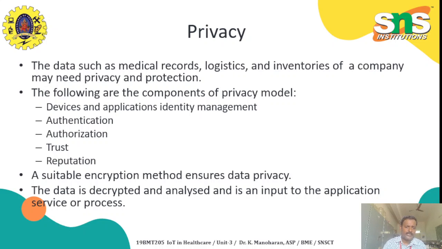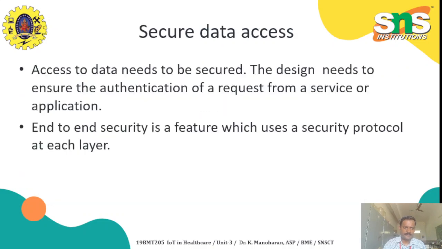Again, a suitable encryption method ensures data privacy, because if the data is properly encrypted, without the key no one can extract that information. So we use suitable encryption, like advanced encryption techniques or DES methods, for encrypting the data. Once the data is encrypted, it can be decrypted only with the keys. The key is known only to the transmitter and receiver. In between, no one can track the data because they don't have the keys. The key will be transmitted over secure channels. The data is decrypted and analyzed and then given as input to an application service or process.